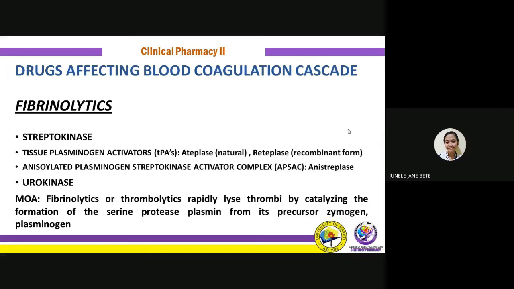And then anisoylated plasminogen streptokinase activator complex is a complex of streptokinase and plasminogen that does not require free circulating plasminogen to be effective. Its fibrinolytic action is theoretically selective to fibrin associated with thrombi. And lastly, urokinase. It is a human enzyme synthesized by the kidney that directly converts plasminogen to active plasmin. Unlike streptokinase, urokinase directly cleaves plasminogen to produce plasmin.